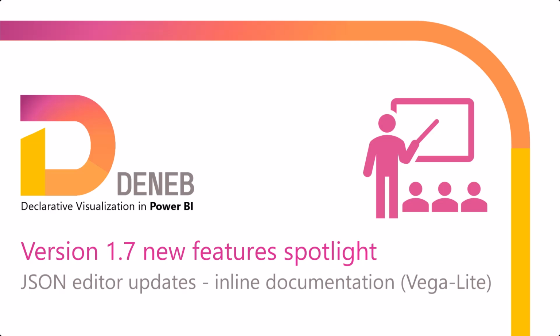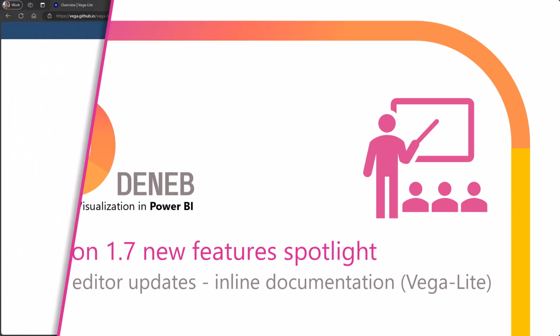Short video number 5 on the list of new features in Deneb 1.7 continues with our JSON editor improvements. In our last video, we briefly discussed the benefits of JSON schema and how the Vega language structure and Monaco editor's support for JSON schema provides us with the auto-completion functionality.